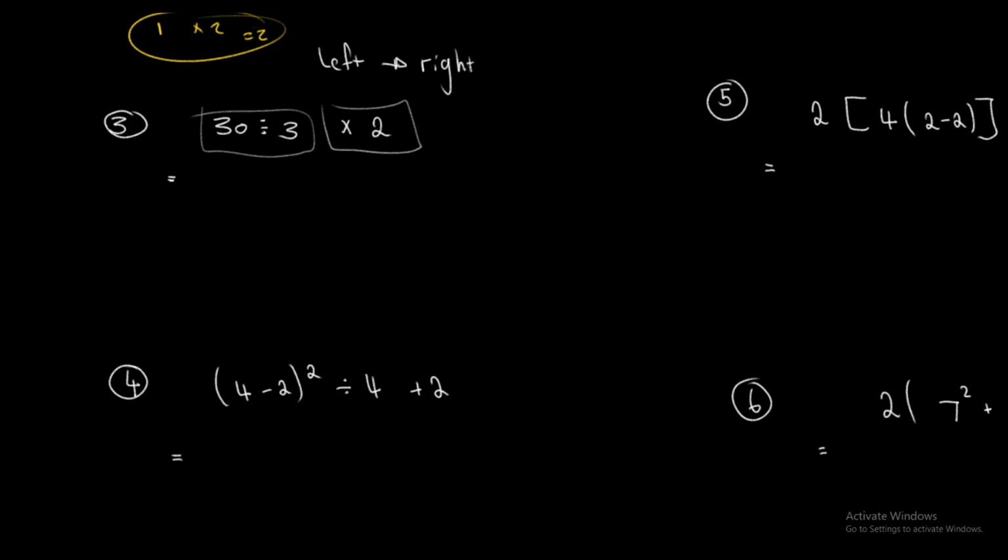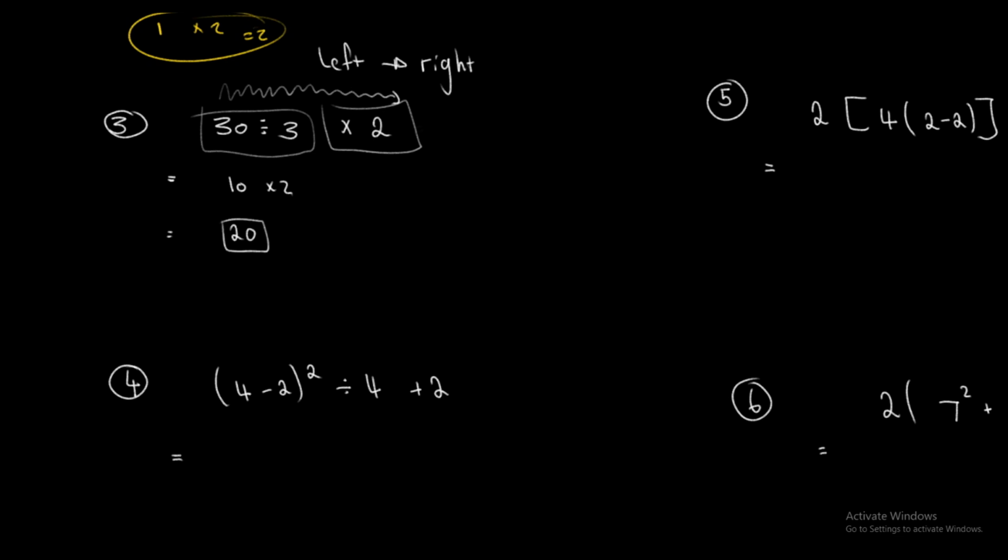Okay? Very important. We first want to solve everything on the left, and then progressively move forward to the right side. So in this case, 30 divided by 3 is 10, times 2 is 20. So my final answer will be 20.